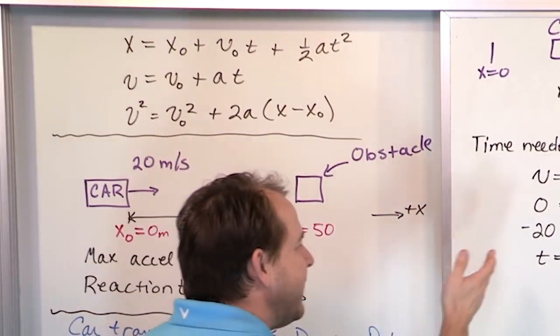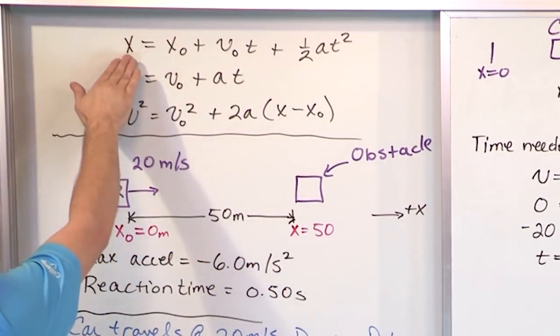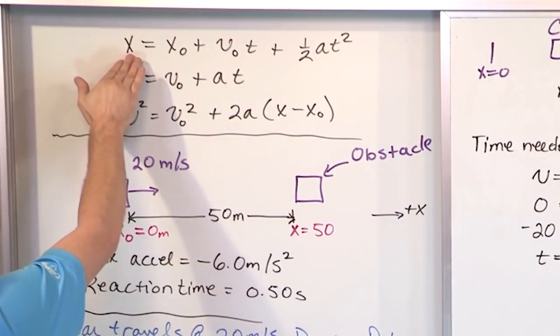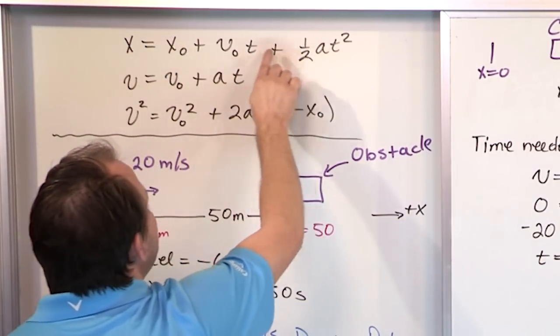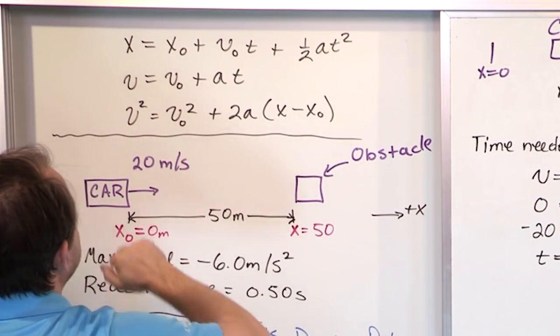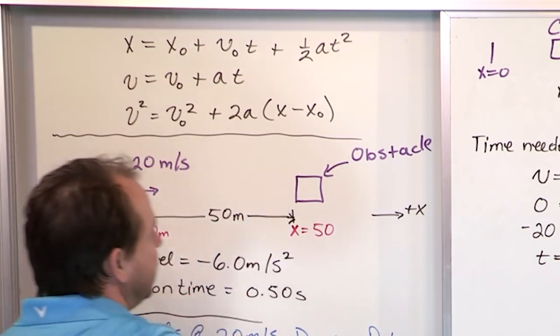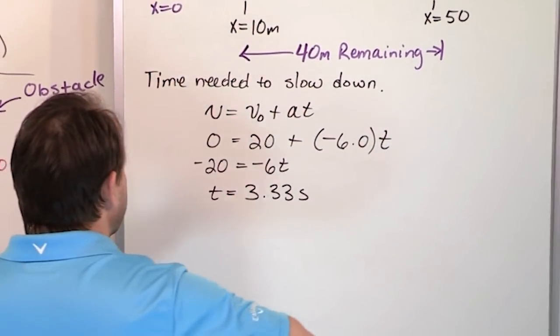And then I say, well, now I know how long it takes. Now I can calculate where the car is going to stop by using this equation, because now I know the time, and I know all the positions, and I know the accelerations. So now I'll figure out where the final resting position of the car is. So then we'll go and do that next.